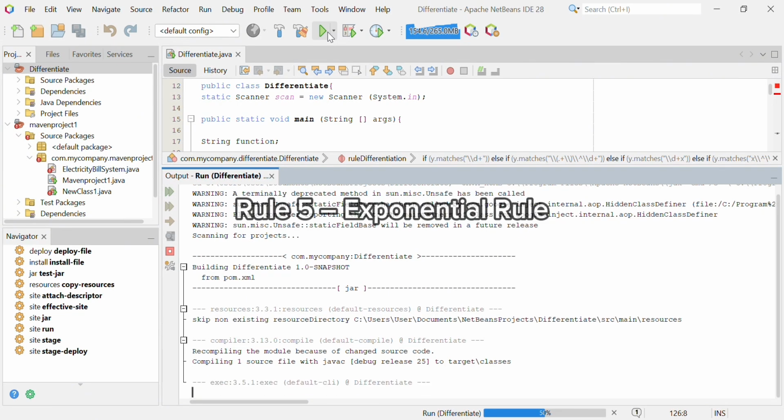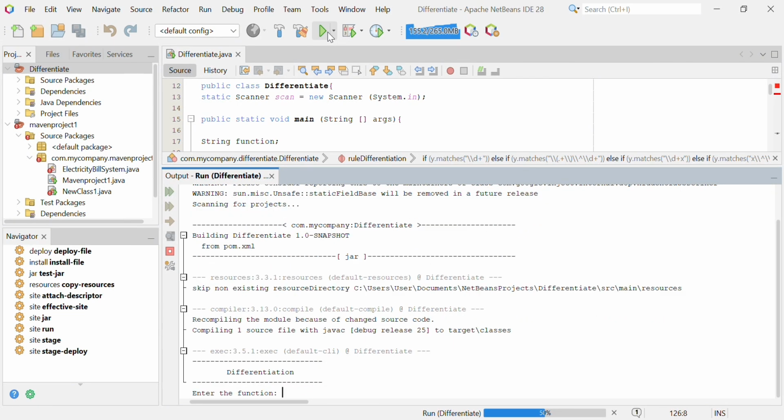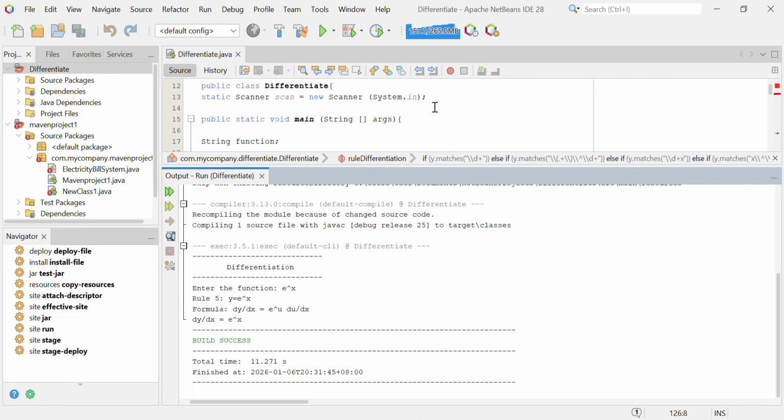Rule 5. Exponential rule. For the input e to the power of x, the program recognizes it as an exponential function. The derivative of e raised to x is the same function. Hence, the program outputs dy/dx = e to the power of x.